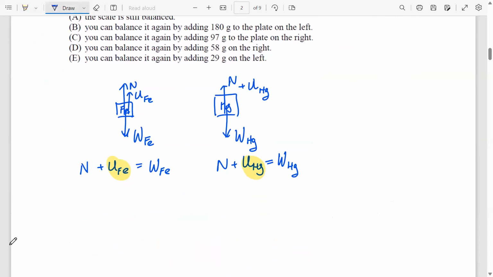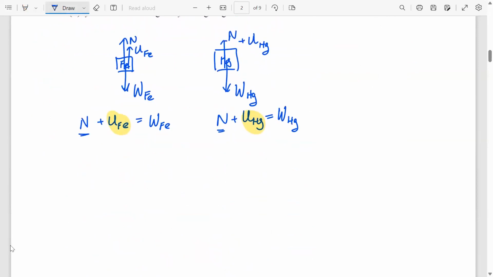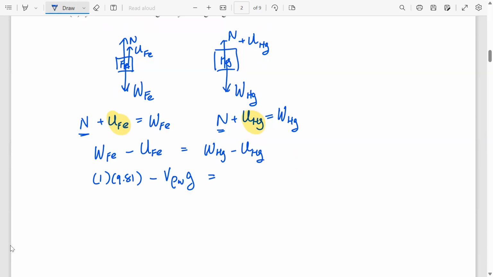Okay, so we can see that because the N is the same, the weight of the iron minus this is equal to the weight of mercury minus the upthrust on mercury. Weight of iron, 1 times 9.81, minus V, density of iron, g, equals the weight of mercury. Let's put the weight of mercury as volume times density of mercury times g.